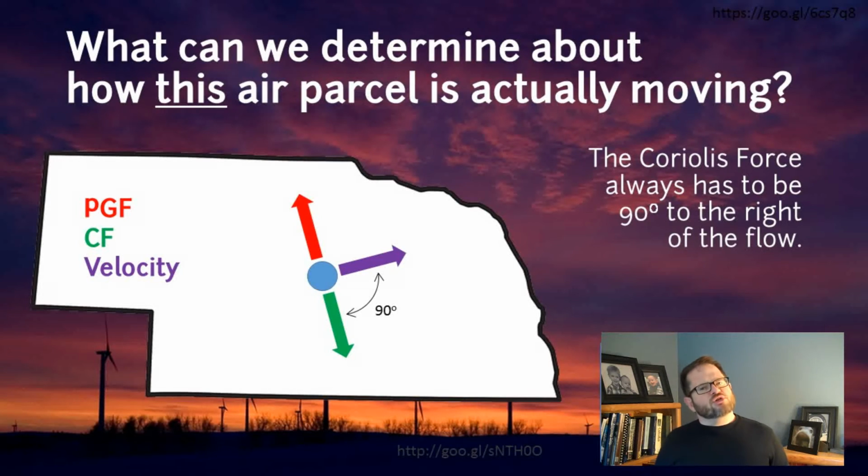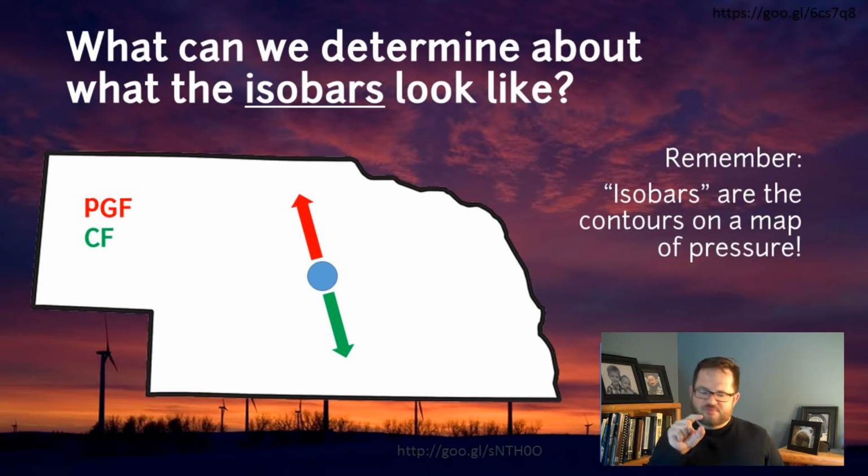So just by knowing which way the pressure gradient force and the Coriolis force were, even though they canceled out to 0, you now know which way the wind is blowing? Yep, that's exactly right. Well, that sounds kind of handy. Okay, now we can actually get more information out of this.